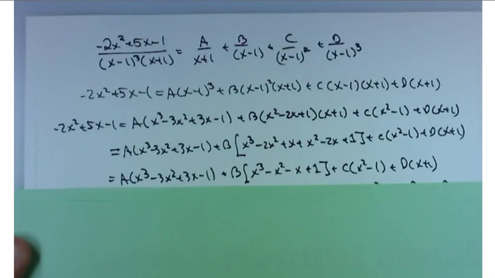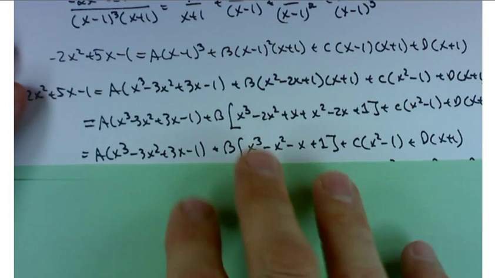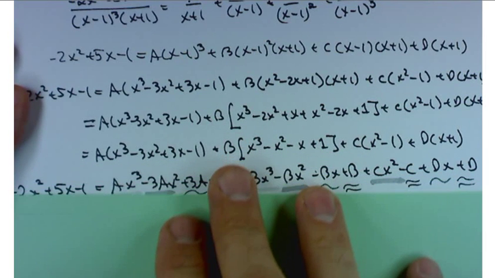Yuck. That brings me down to here. I still have a lot of work to do. You have to distribute all these A's, B's, C's and D's, and then you have to bring everything together in terms of like terms. In fact, let me show you the original here, because I think you can see the color a little bit better.